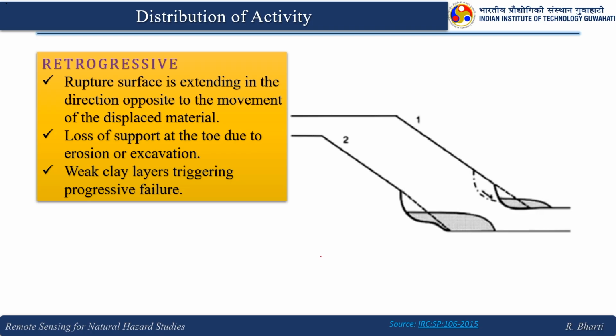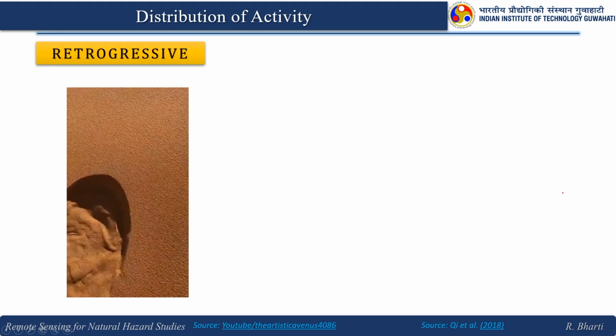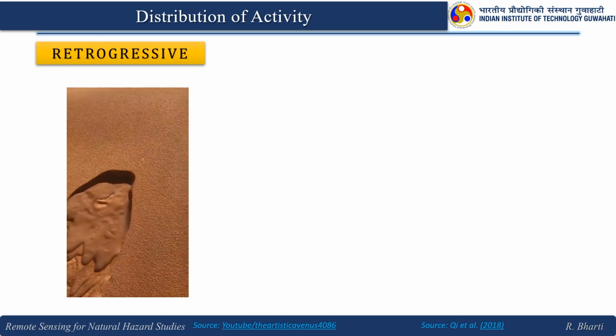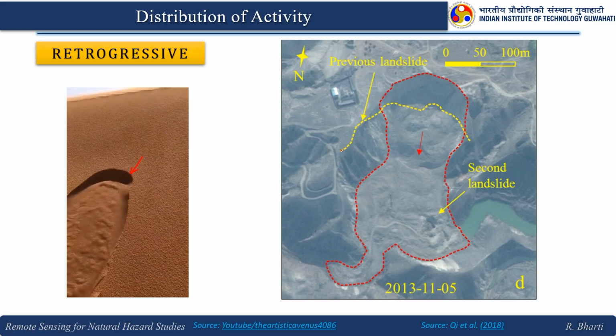Now, the next one is retrogressive. The rupture surface is extending in the direction opposite to the movement of the displaced material. I have a very nice video to explain this. Loss of support at the toe due to erosion or excavation, weak clay layer triggering progressive failure, right. So, this is the example of retrogressive, and here you can see how this retrogressive failure is taking place, right. This is the field example.